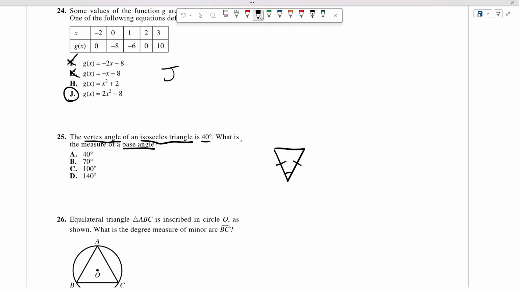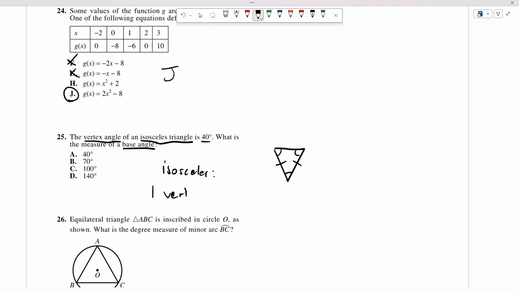Okay, so the base angles are both going to be the same, right? In an isosceles triangle, the vertex is different. So here you're going to have 40, and here you're going to have x and x. It's not the other way around, where 40 is one of these, and then it's asking you what the base is, as in this third angle. There's two base angles.